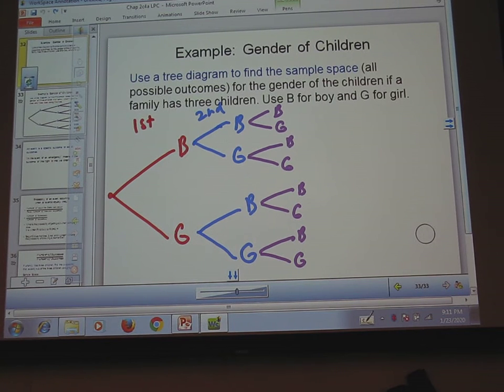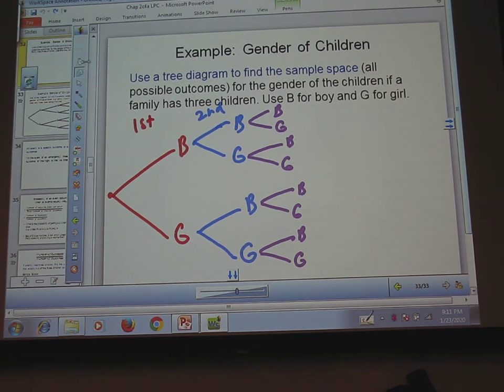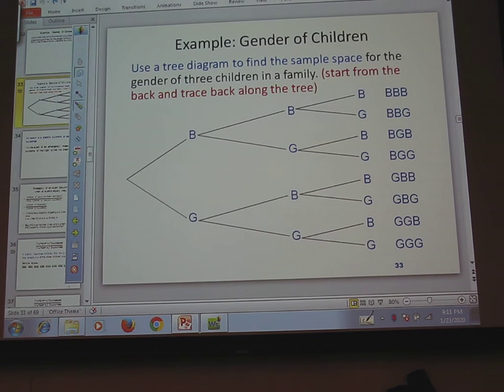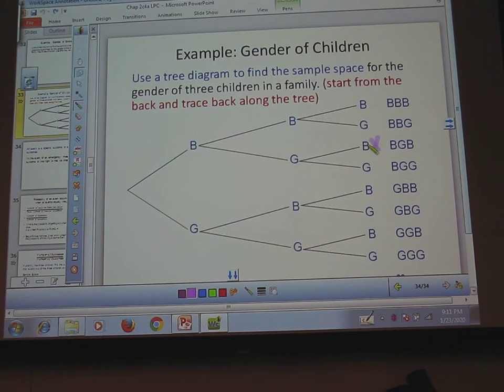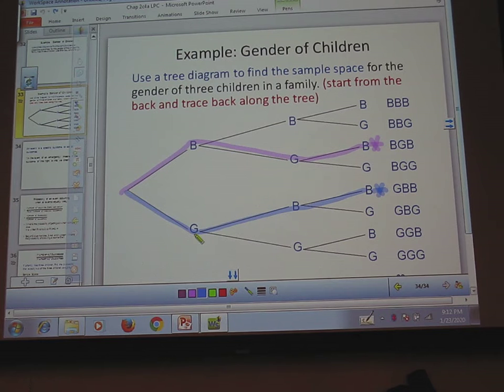Okay, so let's take a look at my tree and how I got there. How did I get to this spot right here? If I trace along the pathway, I got there from boy, then girl, then boy. Everybody see that one? So that's this outcome, boy, girl, boy. How did I get here? If I trace back along this one, this came from girl, boy, boy. So first I had a girl, then a boy, then a boy. These are all the outcomes that you get to from the end of each of these branches.